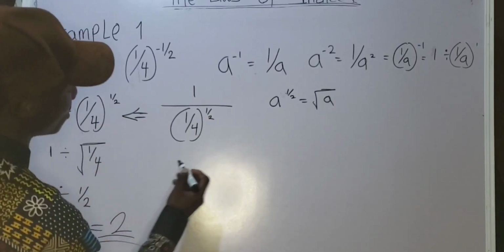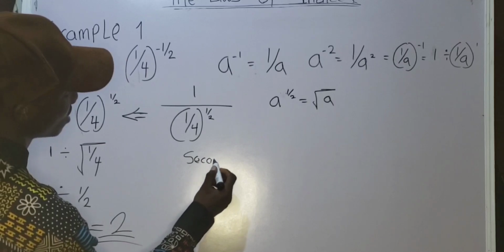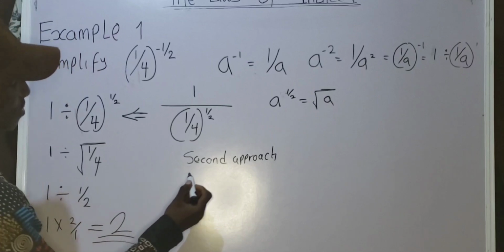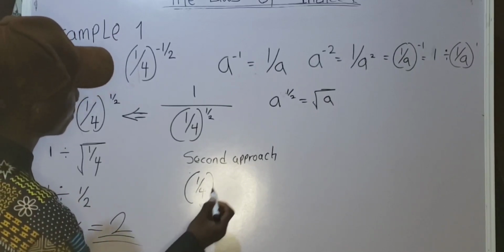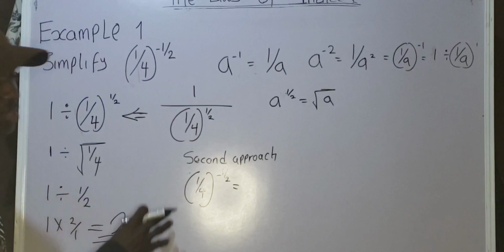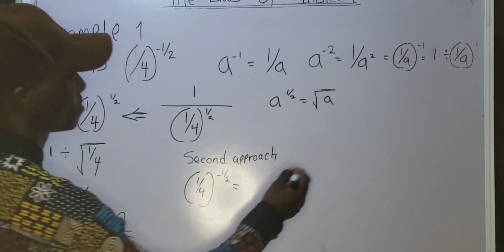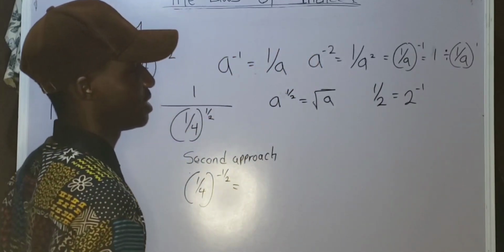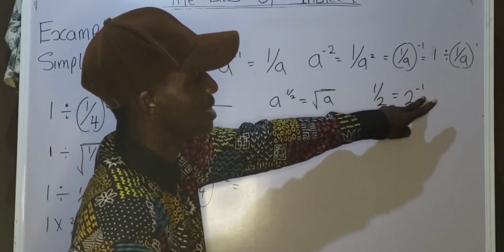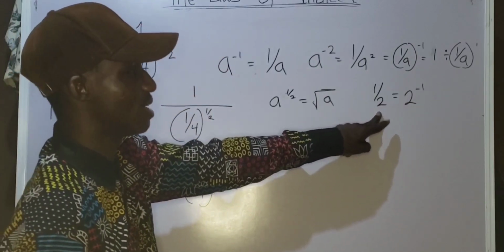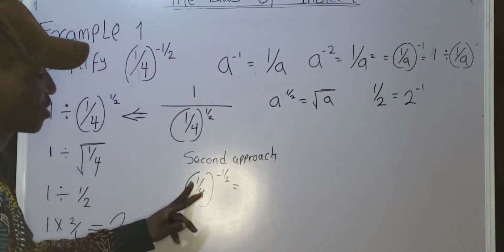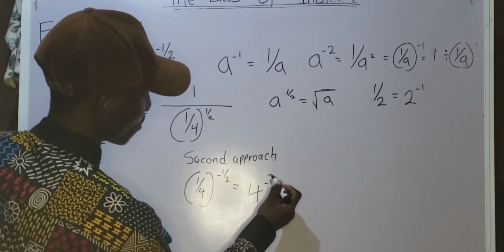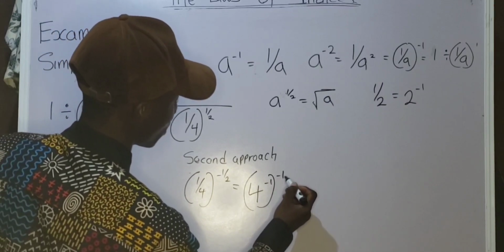However, you can proceed with a second approach. For this, it is 1 over 4 raised to the power of minus 1 over 2. You can make use of this approach. Don't forget that 1 over 2 is what? 2 raised to the power of minus 1. Do you understand? That is, when we have any number raised to the negative power, we're going to take the reciprocal of that number. You understand? So, now, 1 over 4 can be written as what? 4 raised to the power of minus 1. Do you understand? So, 4 raised to the power of minus 1, all in brackets raised to the power of minus 1 over 2.